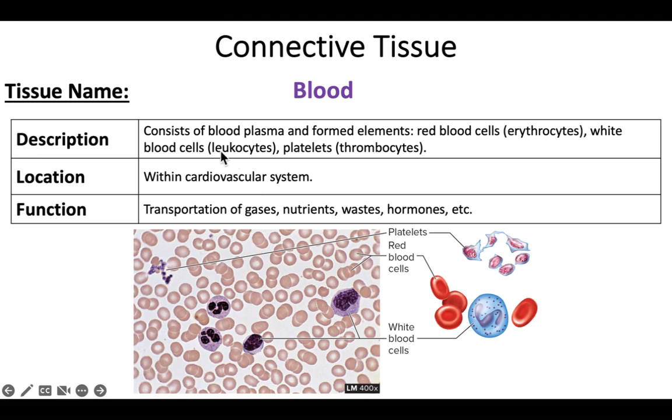And leuco means white, so white cells. And then platelets form blood clots. And thrombo means a blood clot. So these are fragments that help form blood clots. And I think we know what blood does. It transports. So those are your connective tissues.